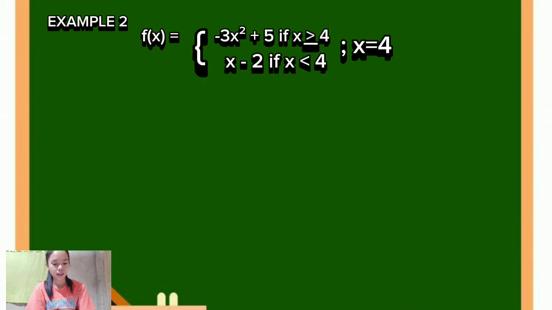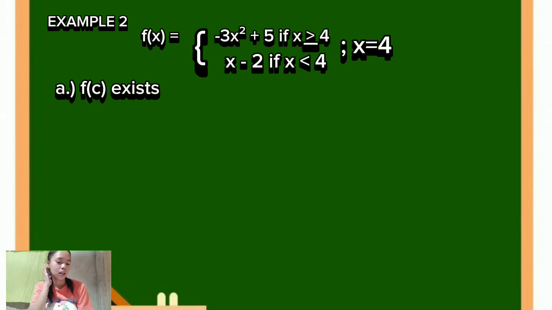f of x equals negative 3x squared plus 5 if x is greater than or equal to 4, and x minus 2 if x is less than 4, at x equals 4. Now, let's solve this problem. First condition, f of c exists.